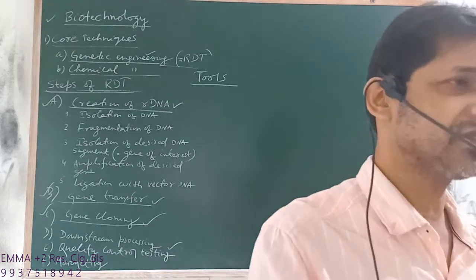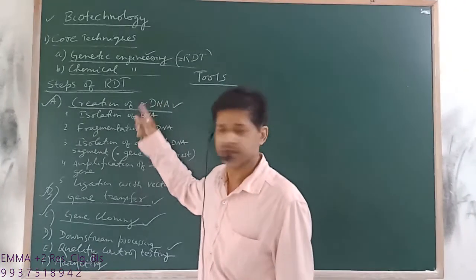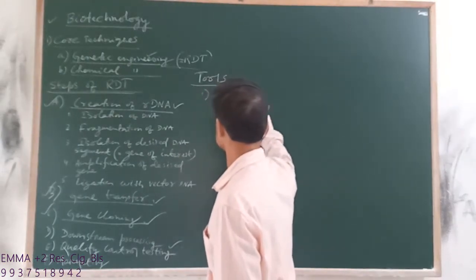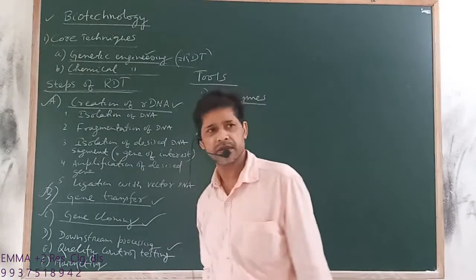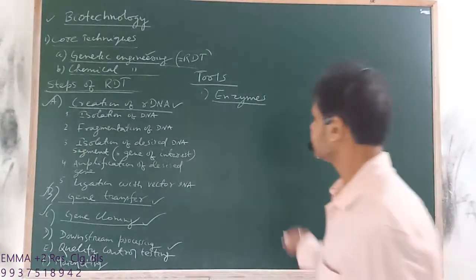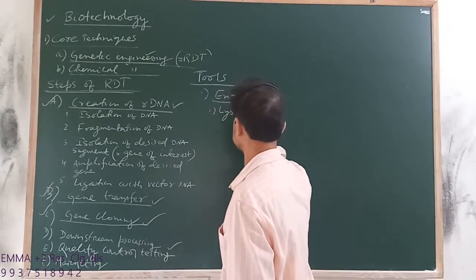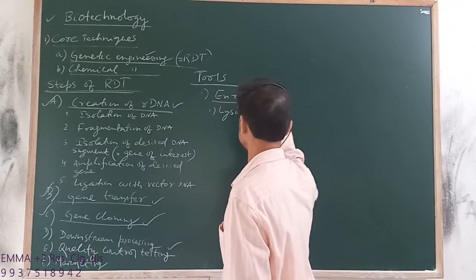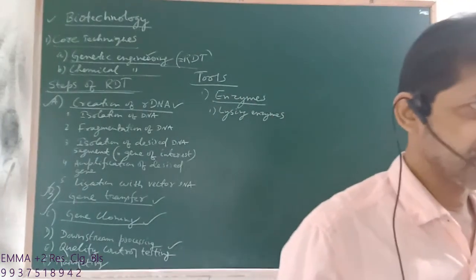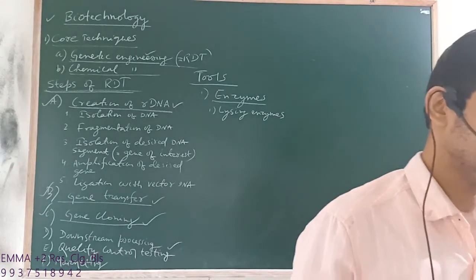Here, genetic engineers' tools involve various enzymes. This is one of the important tools. What are those enzymes? First one is lysing enzymes. Lysis means to break down, to dissolve, and all these lysing enzymes degrade the cell wall and the cell.